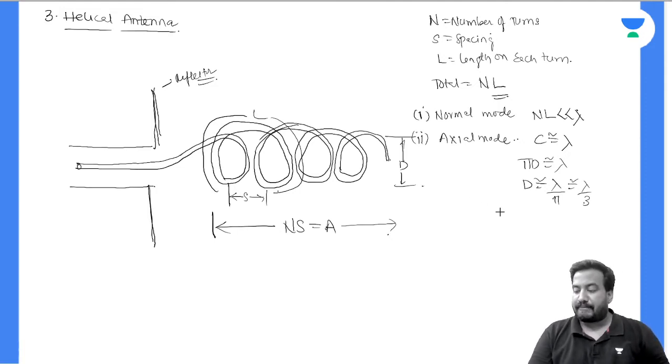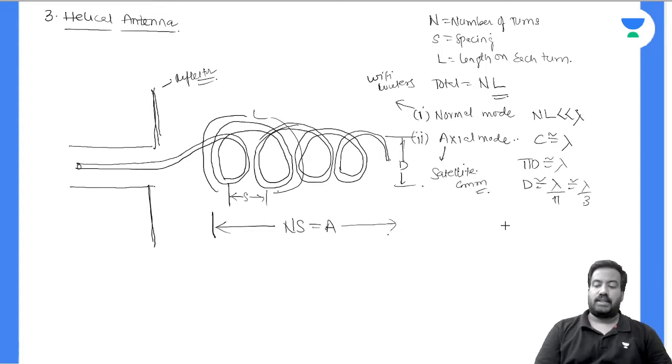Got it? So you can operate it in normal mode and in axial mode. In normal mode, these are used in Wi-Fi routers. Axial mode is used in satellite communication or terrestrial communication.